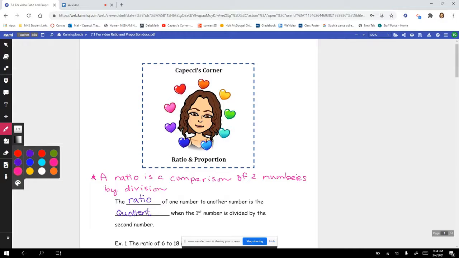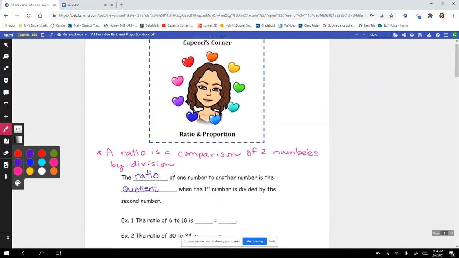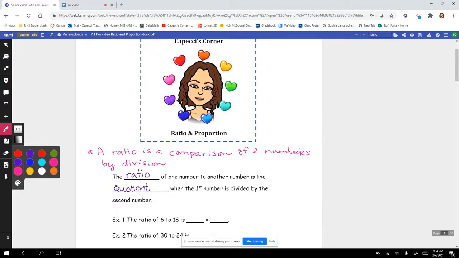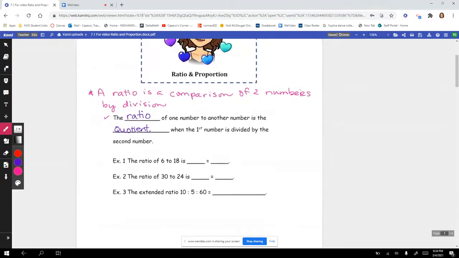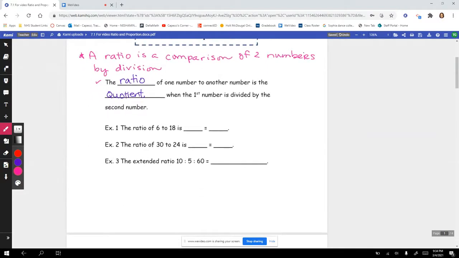Today in Copechi's Corner, we're going to look at ratio and proportions. A ratio is a comparison of two numbers by division. The ratio of one number to another number is the quotient when the first number is divided by the second number. So let's take a look.